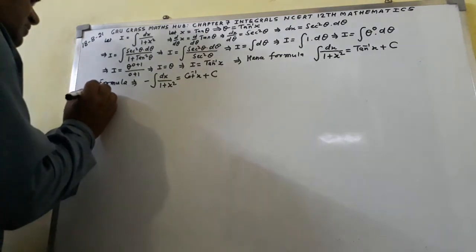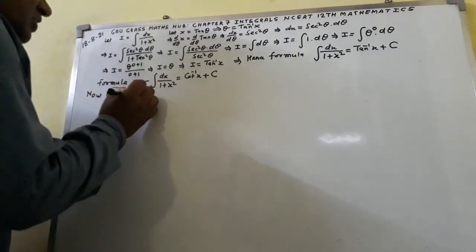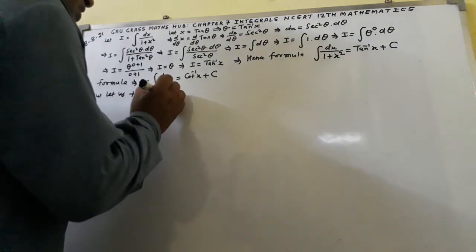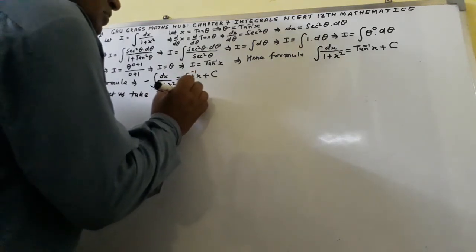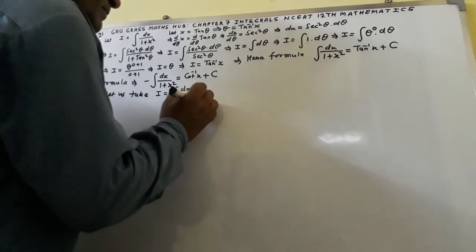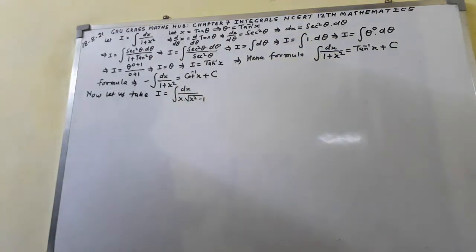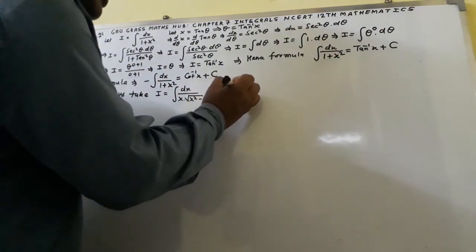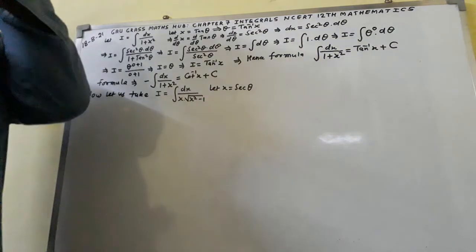Now let us take I equal to integral dx over x dot under root x square minus 1. This thing we have to calculate. What to do? Let x equal to sec theta. Let x equal to sec theta.